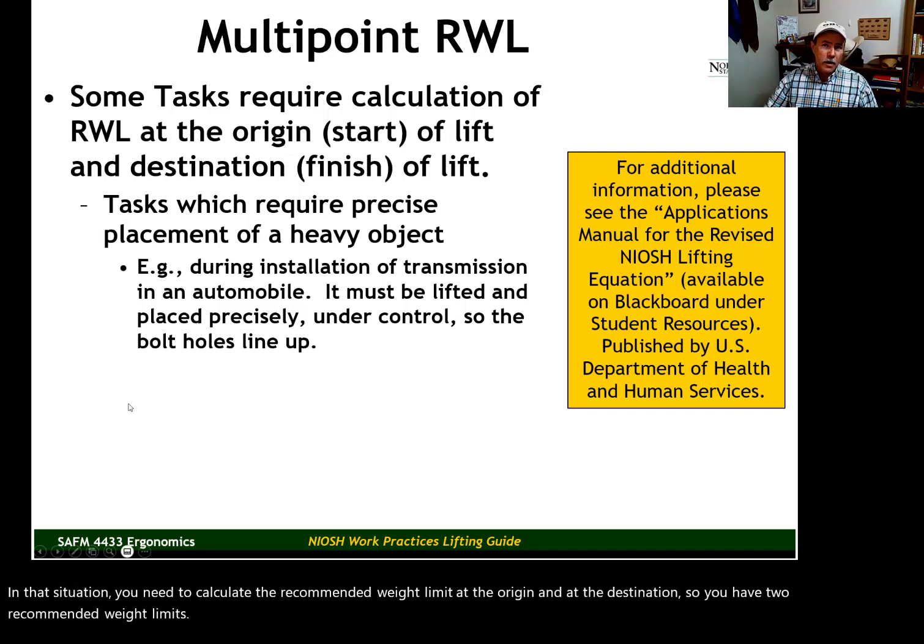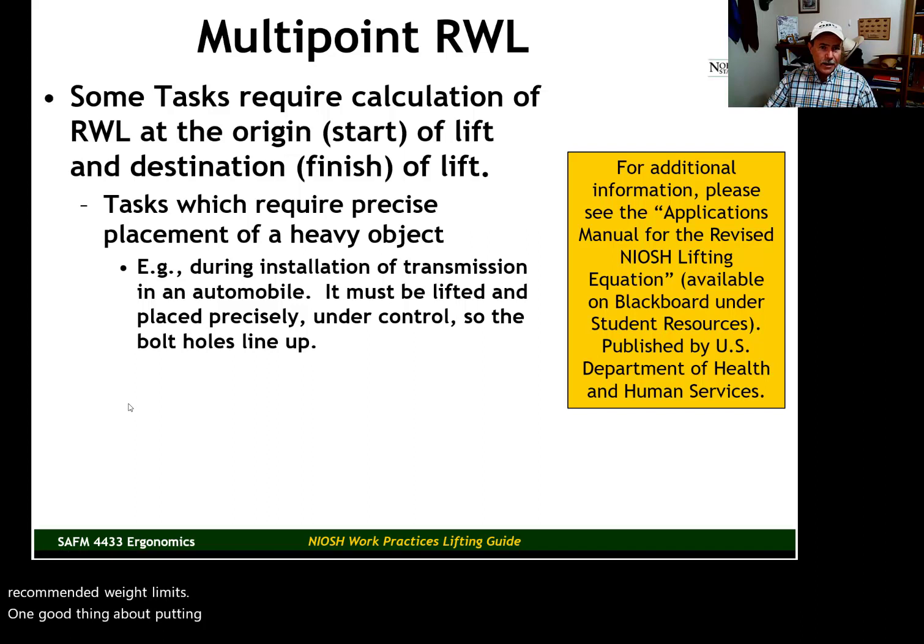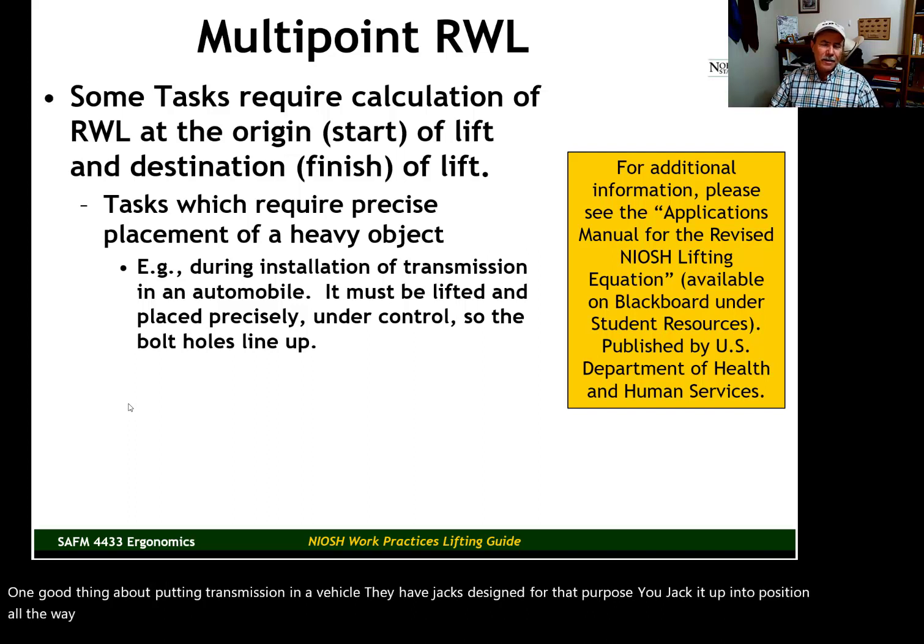One good thing about putting a transmission in a vehicle, they have jacks designed for that purpose. You jack it up into position, all the weight is on the jack, and you can perfectly position with very little exertion. And that's always look for tools, equipment that can help us with the heavier loads.